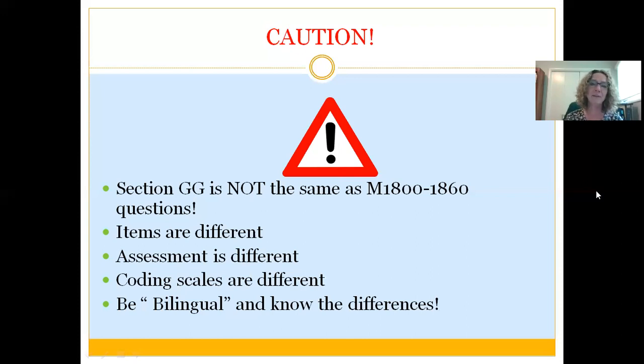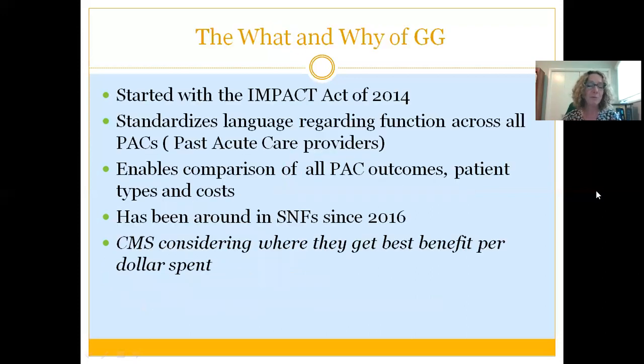Okay, and be aware that CMS does understand that there are going to be differences between those M1800 responses and Section GG information. So they know that they're similar, not the same. You're going to get different scoring, different criteria with those. Fortunately, CMS does recognize that they have set us up to be a little bit inconsistent, I suppose. It would appear that we're being inconsistent in our documentation.